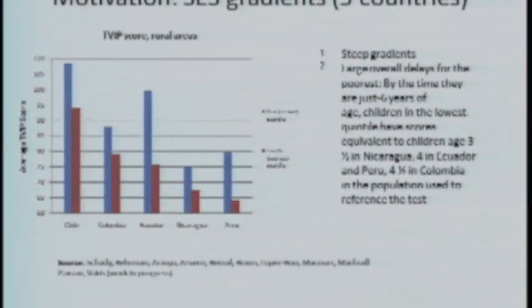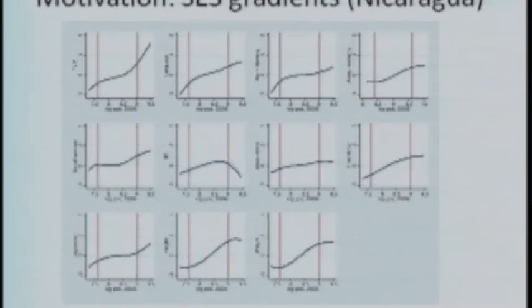This is the same graph, just cut a different way, which is basically saying that there are really steep socioeconomic gradients, income gradients, maternal education gradients, however you want to define socioeconomic status, in every country for which we have looked at the data, and these are the same five countries that Jerry was looking at. And I'm going to be presenting stuff on Nicaragua.